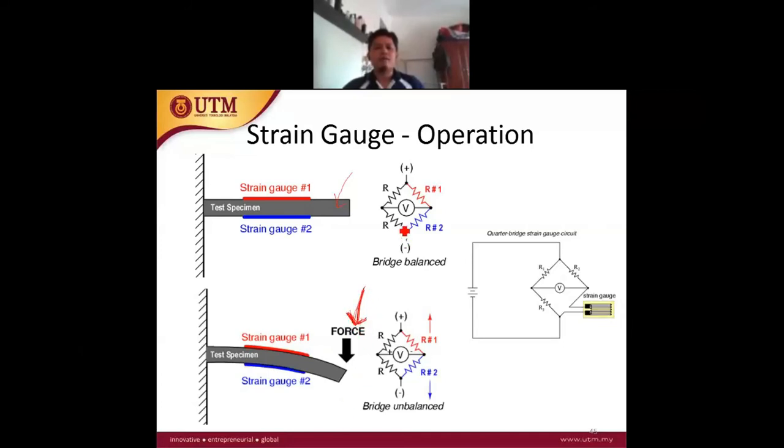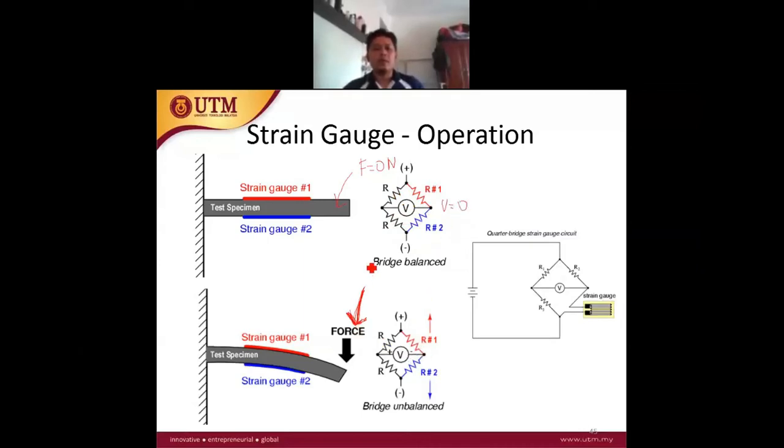In this example, we use two strain gauges. One strain gauge is placed on the top of the specimen and the second strain gauge is placed on the bottom of the specimen. Then we use a Wheatstone bridge. At zero force, we assume that the bridge is balanced, where R1 and R2 are equivalent, and there are another two fixed resistors. So we can estimate the output here will be equal to 0.